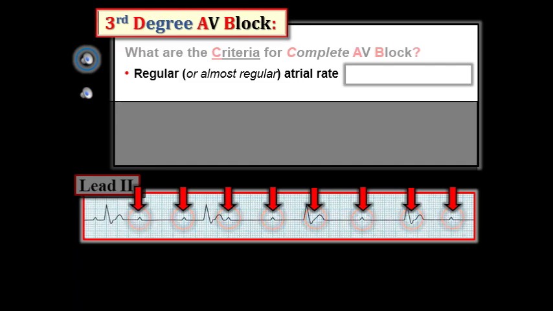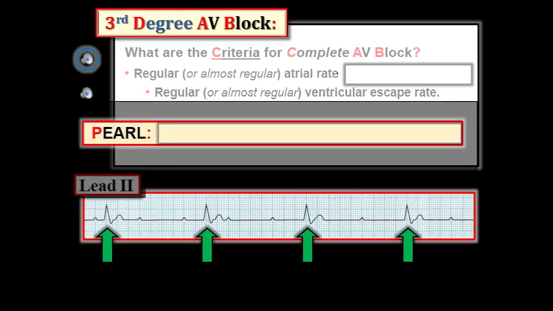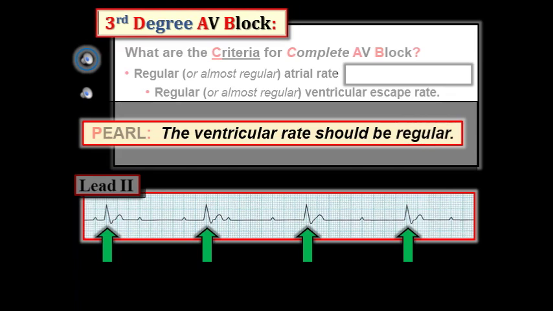In addition, the ventricular escape rate should be regular, or at least almost regular. Pearl: if the ventricular escape rate is not regular, suspect that the rhythm is not complete AV block. Instead, it may be that early beats are conducted. This is because when AV block is complete, then nothing gets through to the ventricles, in which case an escape pacemaker will hopefully take over the rhythm, and most of the time, the intrinsic rate of an escape pacemaker will be at least fairly regular.